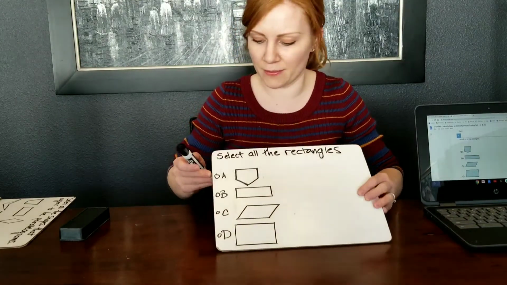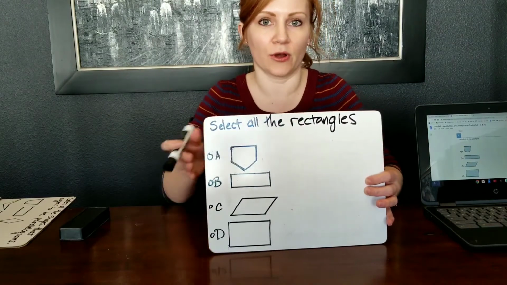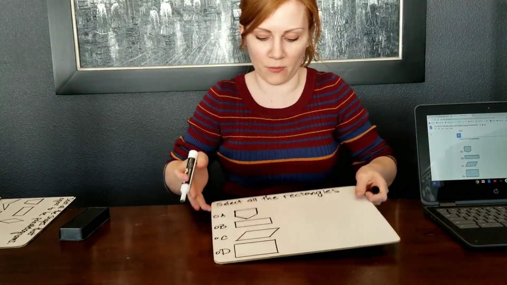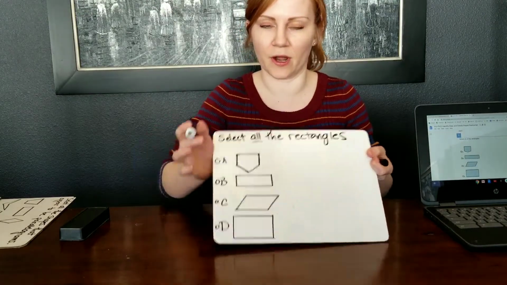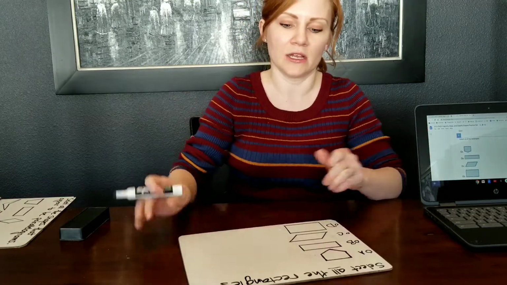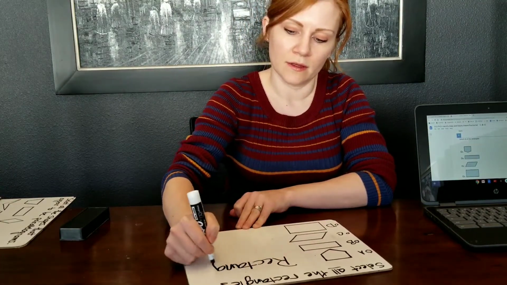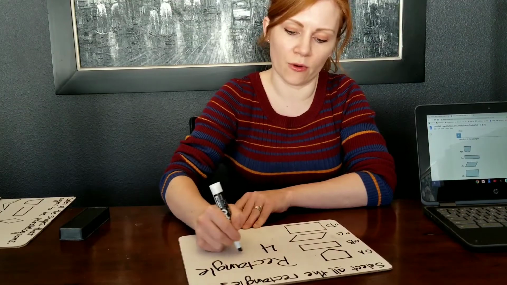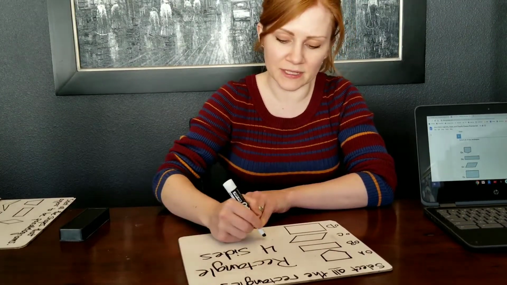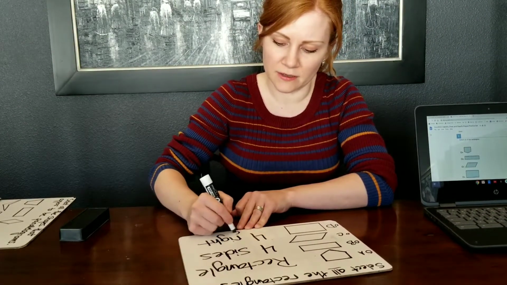So the number one problem said to select all of the rectangles. The key word here is all, because that means there might be more than one. So I underline the word all, and then remember what a rectangle is and what it needs. To be a rectangle, a shape will need 4 sides. So it must have 4 sides, and it must have 4 right angles.